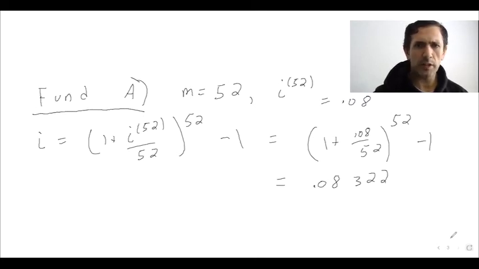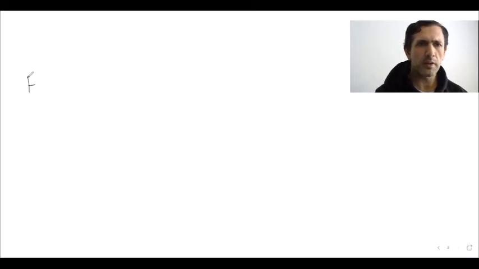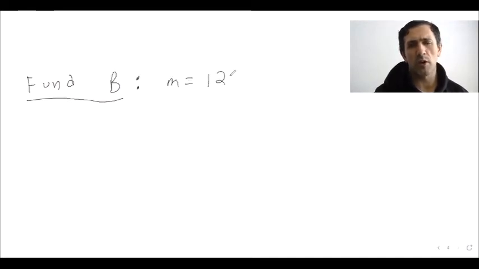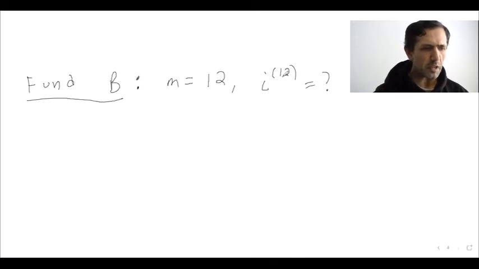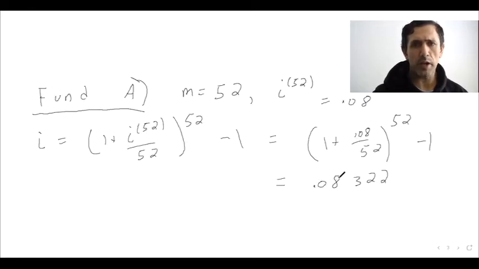Okay, so for Fund B, well, what do we know? We know that interest is compounded monthly, so that corresponds to 12 times a year. And we don't know what I-12 needs to be, so let's figure it out. What we're going to do is find the monthly nominal interest rate that gives me this yearly growth here.